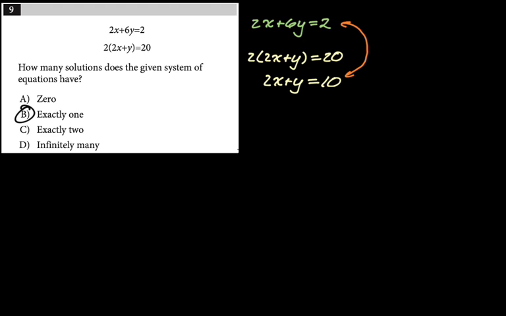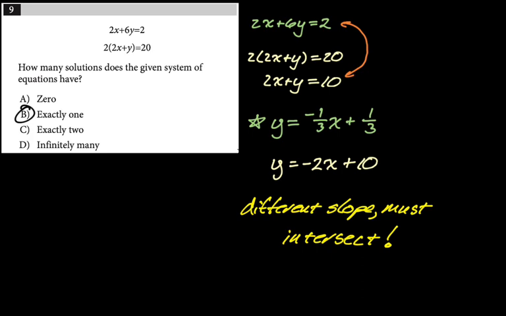If you don't like that, what you can do is set both of them equal to y, right? So I'm going to take the first one. I'm going to subtract 2x from both sides, divide by 6. You get y equals negative 2x over 6, which is negative 1/3 x, plus 2 over 6, which is 1/3. If you do the same thing for the second one, 2x plus y equals 10, you will get y equals negative 2x plus 10. These have different slopes. If you have different slopes, you must intersect. And there's only one intersection point. So we knew they intersected.